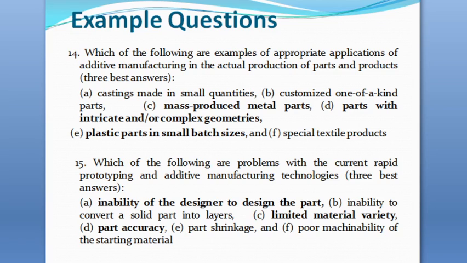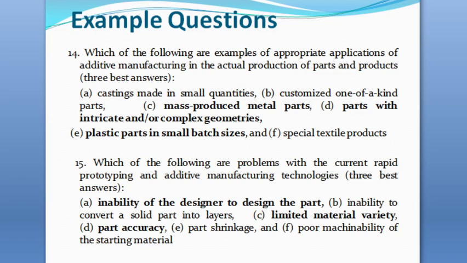Then 14th problem. Which of the following are examples of appropriate applications of additive manufacturing in the actual production of parts and products? You choose any three best answers. Castings made in small quantities, customized one of a kind parts, mass produced metal parts, parts with intricate and complex geometries, plastic parts in small batch sizes, special textile products.